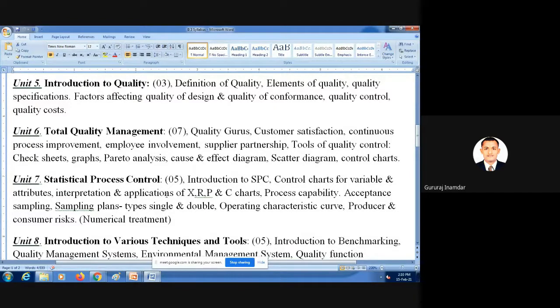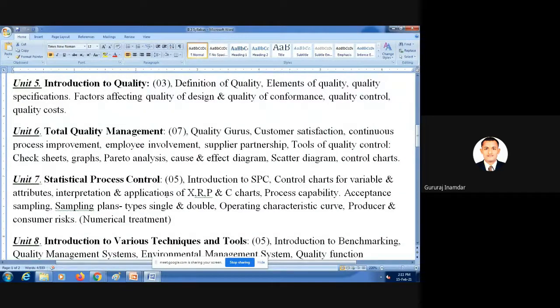Next chapter is Statistical Process Control. Statistical is having SPC, introduction to SPC, control charts for variables and attributes, interpretation and application of X, R, P and C charts. Okay, there are again quality charts, we have to study those charts also.